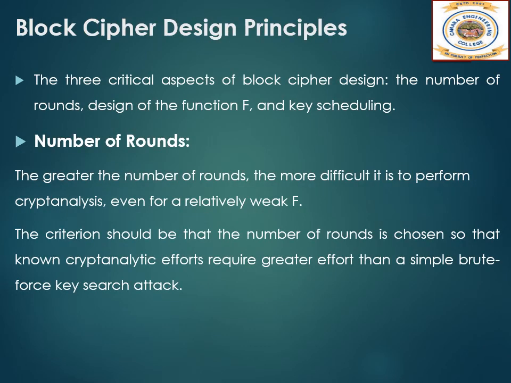Although much progress has been made in designing block ciphers that are cryptographically strong, the basic principles have not changed all that much since the work of Feistel and the DES design team in the early 1970s. It is useful to begin this discussion by looking at the published design criteria used in the DES effort. So we look at three critical aspects of block cipher design: the number of rounds, design of function f, and key scheduling. First we'll see about the number of rounds.